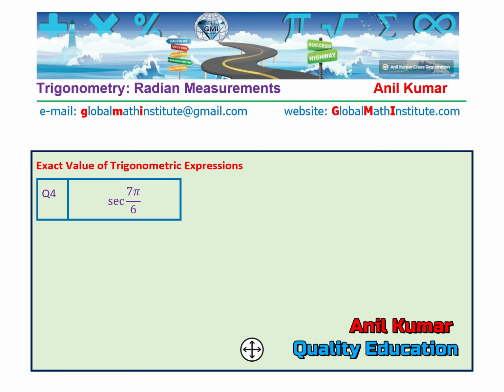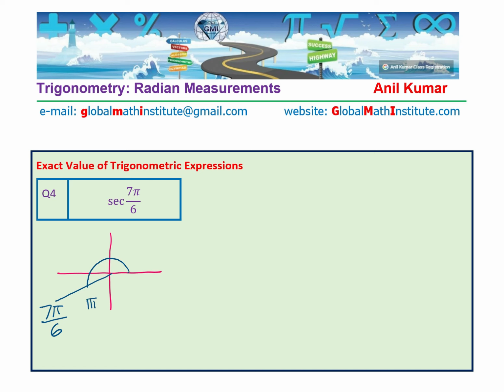Secant 7 pi by 6. Now, secant is the reciprocal of cos, correct? 7 pi by 6 means what? 7 pi by 6 means that you are a pi by 6 ahead of the straight line. So that is 7 pi by 6. And clearly, we are in quadrant 3, right? So this is also quadrant 3.